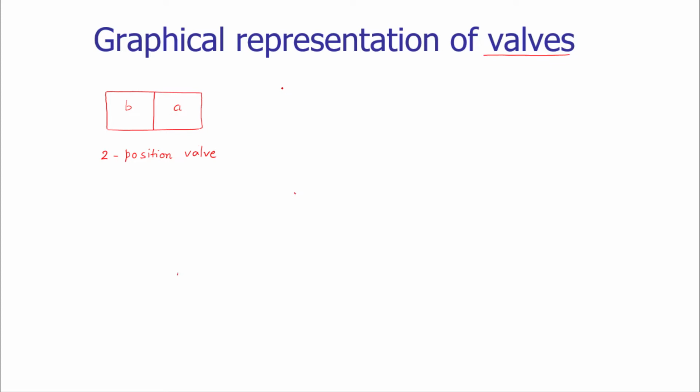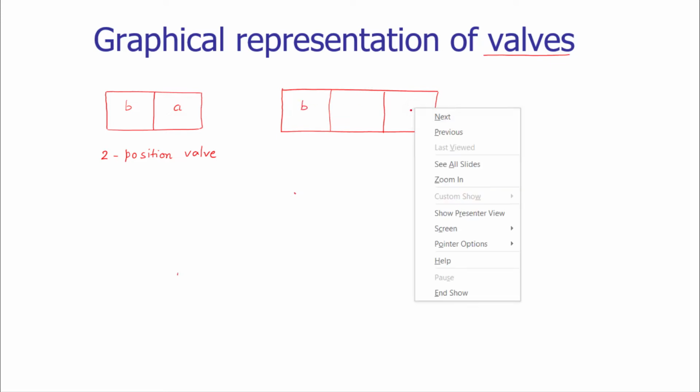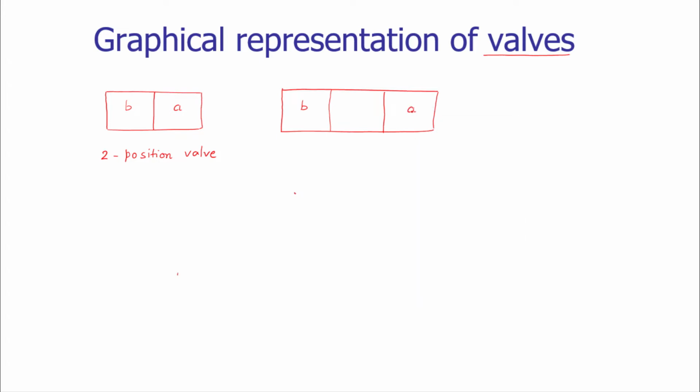So we can have a three-position valve as well. For that purpose, we may need to utilize three squares. So this is position B, position A, and the O position. So O is basically used to designate the central or the neutral position.